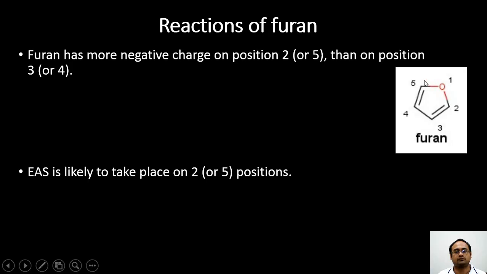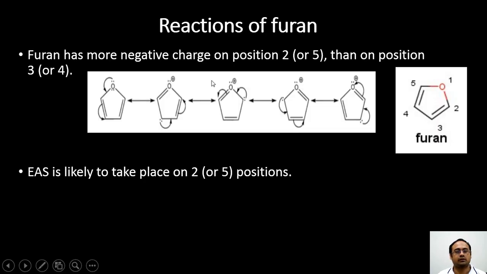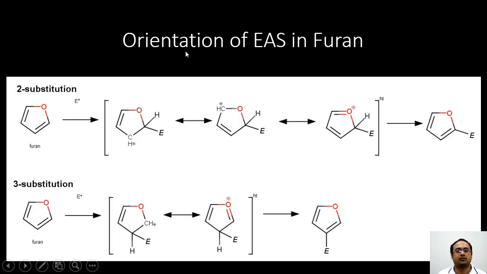Further reactions of furan can be understood by considering the fact that furan has more negative charge on position 2 or 5, because they are equivalent, than on the 3 and 4 carbon atoms. It can be understood from the resonance structures that we saw earlier, and therefore electrophilic aromatic substitution is more likely to take place on the 2nd or the 5th position, because that contains the more negative charge. And if we consider the attack of the electrophile on the furan ring, we find that whenever the attack takes place at the C2 carbon, 3 resonance structures are possible, in which one is highly stable because its positive charge is being stabilized by the electronegative oxygen, and that then leads to the formation of the 2-substituted furan derivative.